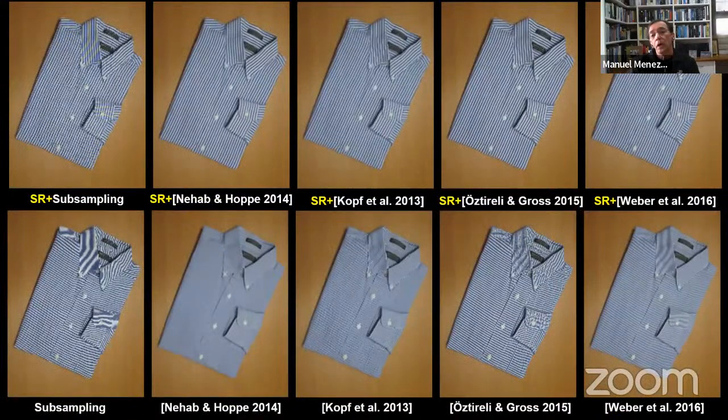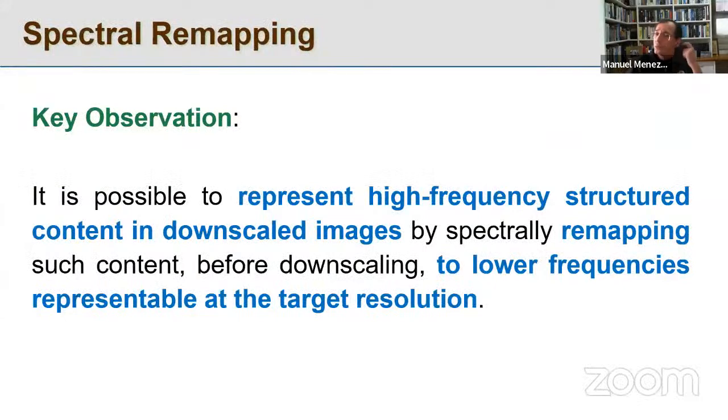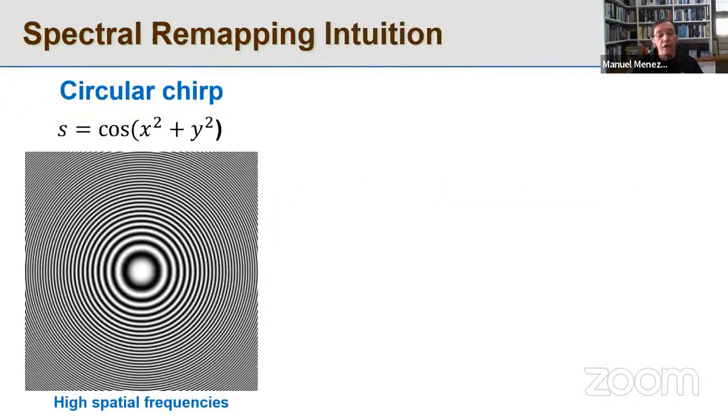And here I show you a direct comparison between the results without and with spectral remapping. And you can see that in all cases, the stripes have been preserved. So at this point, let's recap the key observation of everything that I told you so far. It is the fact that we can represent high frequency structured content in a downscaled image by spectrally remapping this content to lower frequencies that are representable at the target resolution.